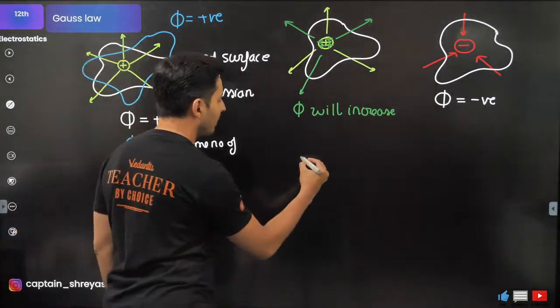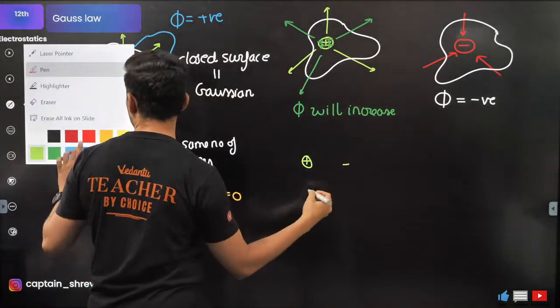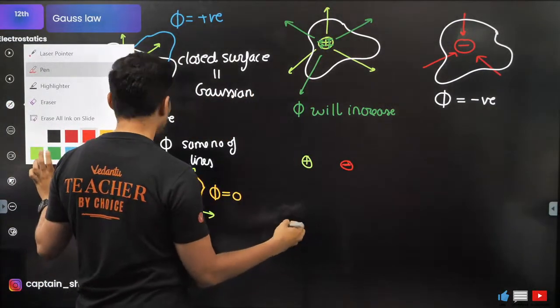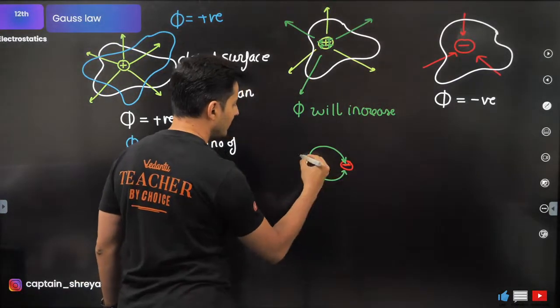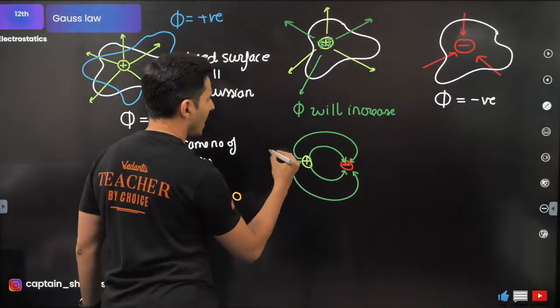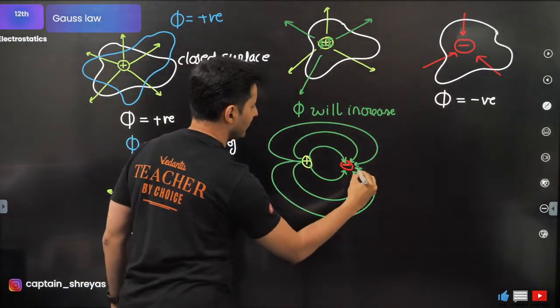Maybe we will take up a positive charge and a negative charge right over here. Now, if we draw the electric field lines, they will look something like this. It will come like this. It will definitely come like this. And there will be so many more such field lines.